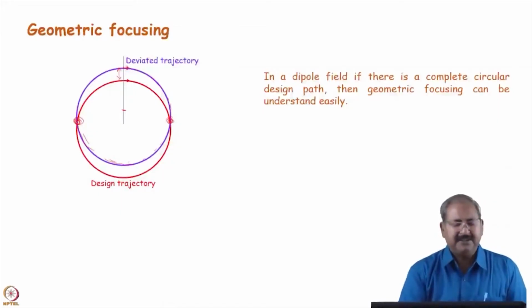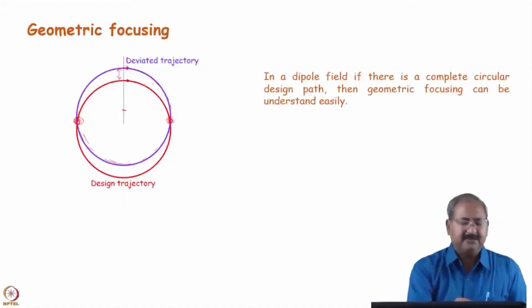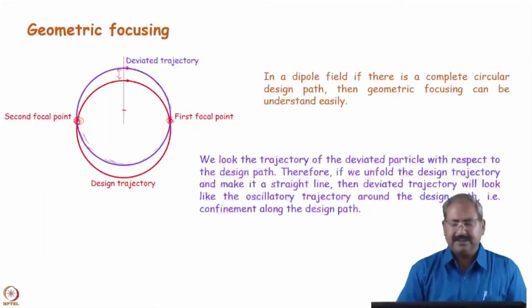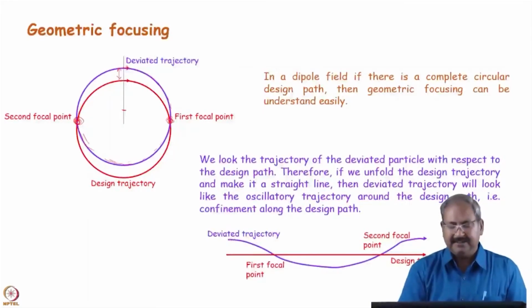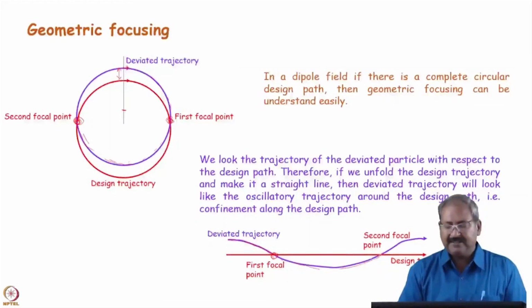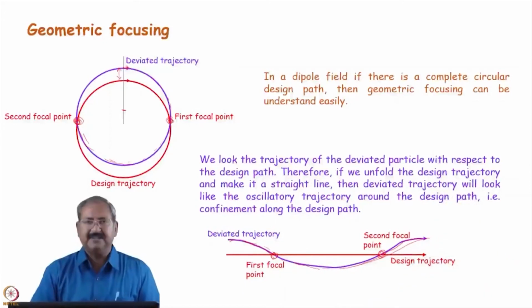If we unfold these trajectories, meaning we make the design trajectory a straight line, how will the deviated particle's trajectory look? It will look like this. Here it is coming towards the design trajectory, here it meets the design trajectory, then goes away, then again comes here, and then again meets the design trajectory. So the deviated particle makes a certain kind of oscillatory motion around the design trajectory. This is a bounded motion, and this shows that focusing is taking place.